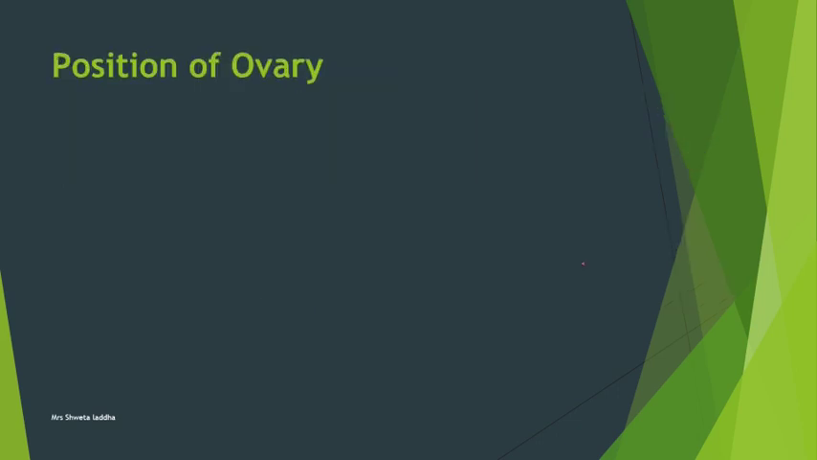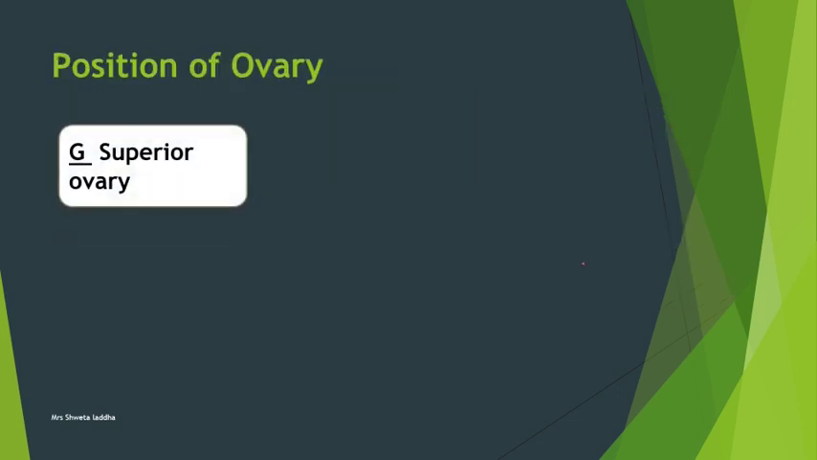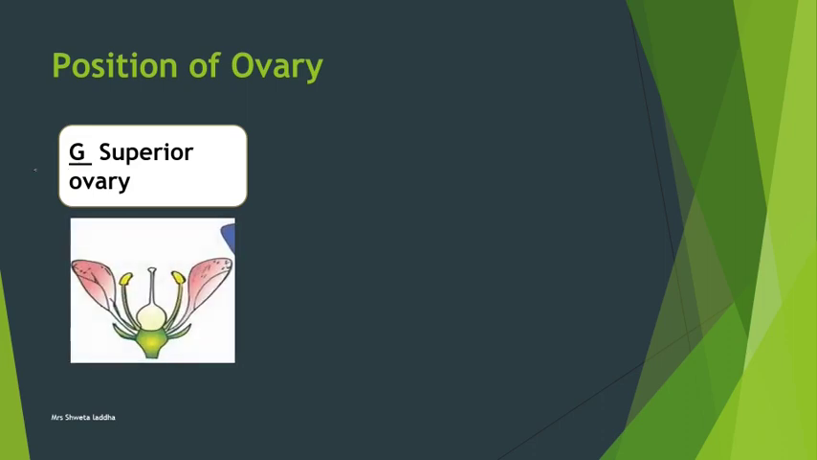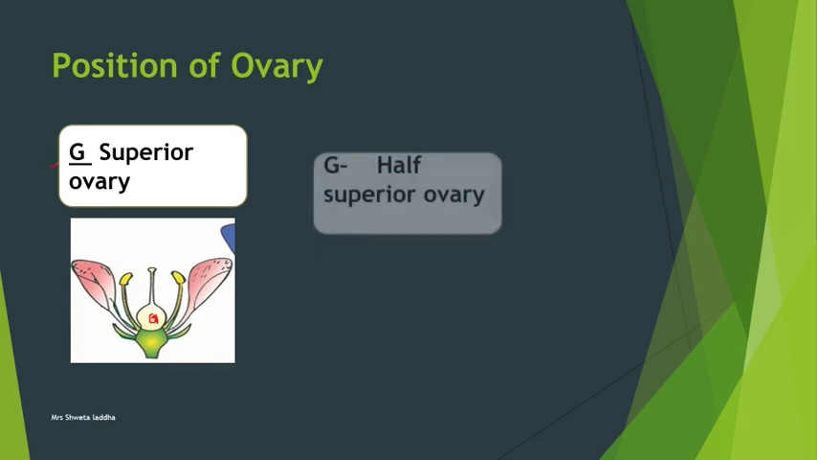Let us proceed to show the position of the ovary. If the ovary is superior, it means the ovary is at the top. So we show G for gynoecium and then we underline below it. This means gynoecium is at the top. Just for a revision so that you remember, gynoecium at the top, superior ovary. You can see these floral whorls on the thalamus. At the top there is gynoecium, that is ovary, style, stigma, then the androecium, then the corolla, and then the calyx. So this is superior ovary shown by G underlined.